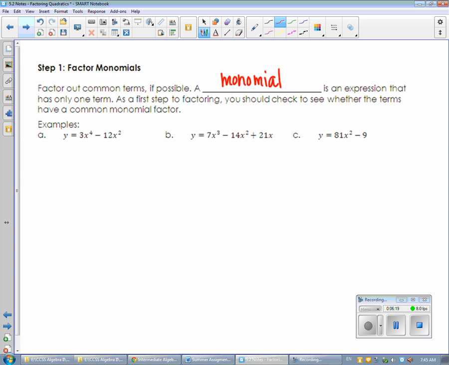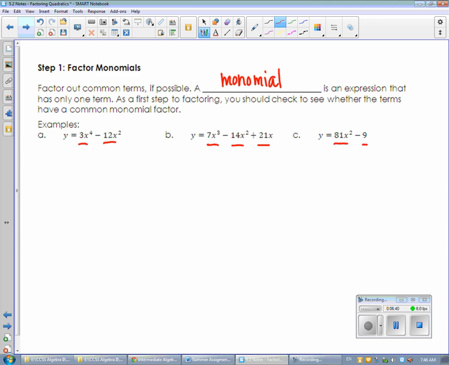And when we're talking about the terms, we're talking about the things that we're adding and subtracting. So for example, in letter A, there are 2 terms here. In letter B, there are 3 terms. And in letter C, there's only 2. So a monomial means that we're dealing with an expression that has 1 term. As a first step to factoring, we should always see if there's something in common.